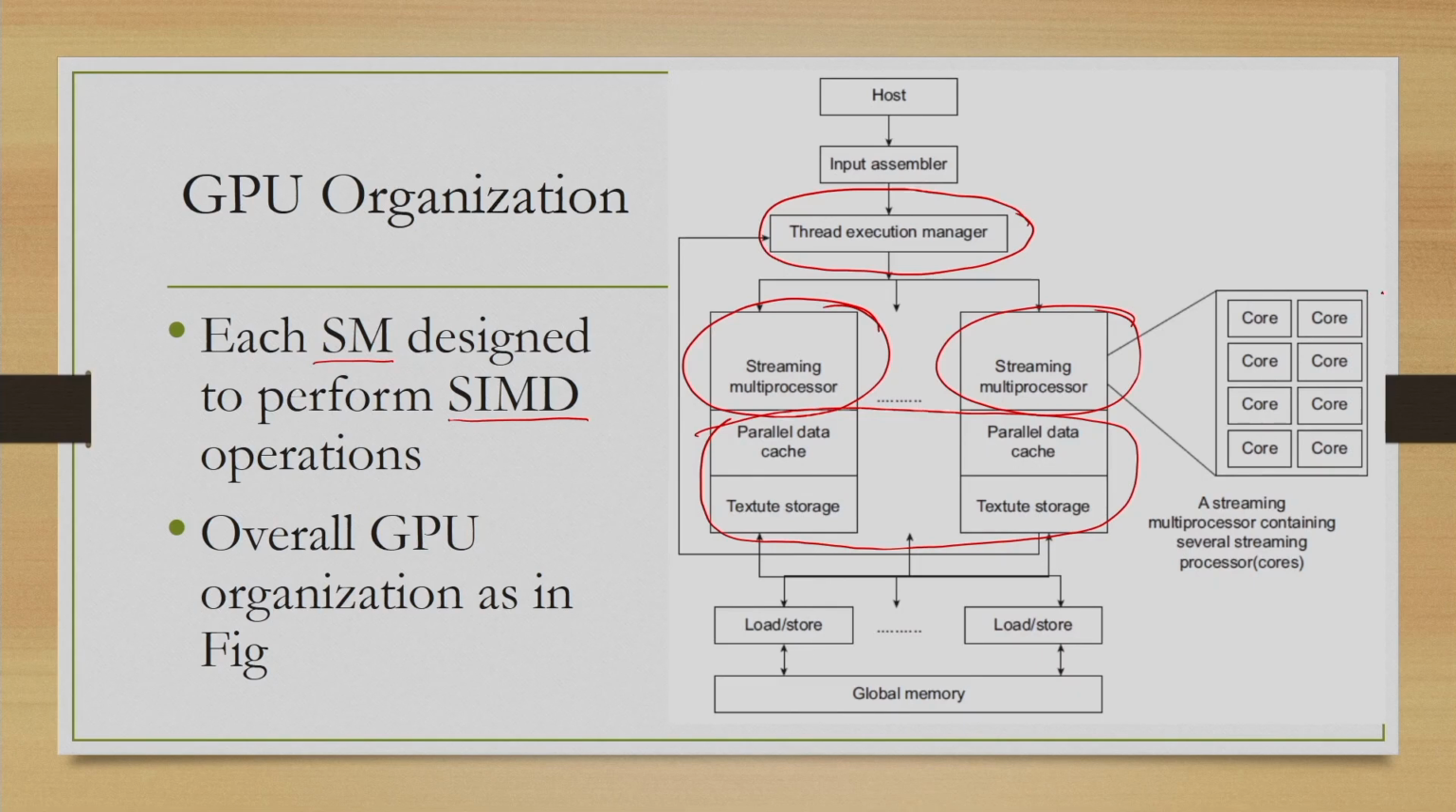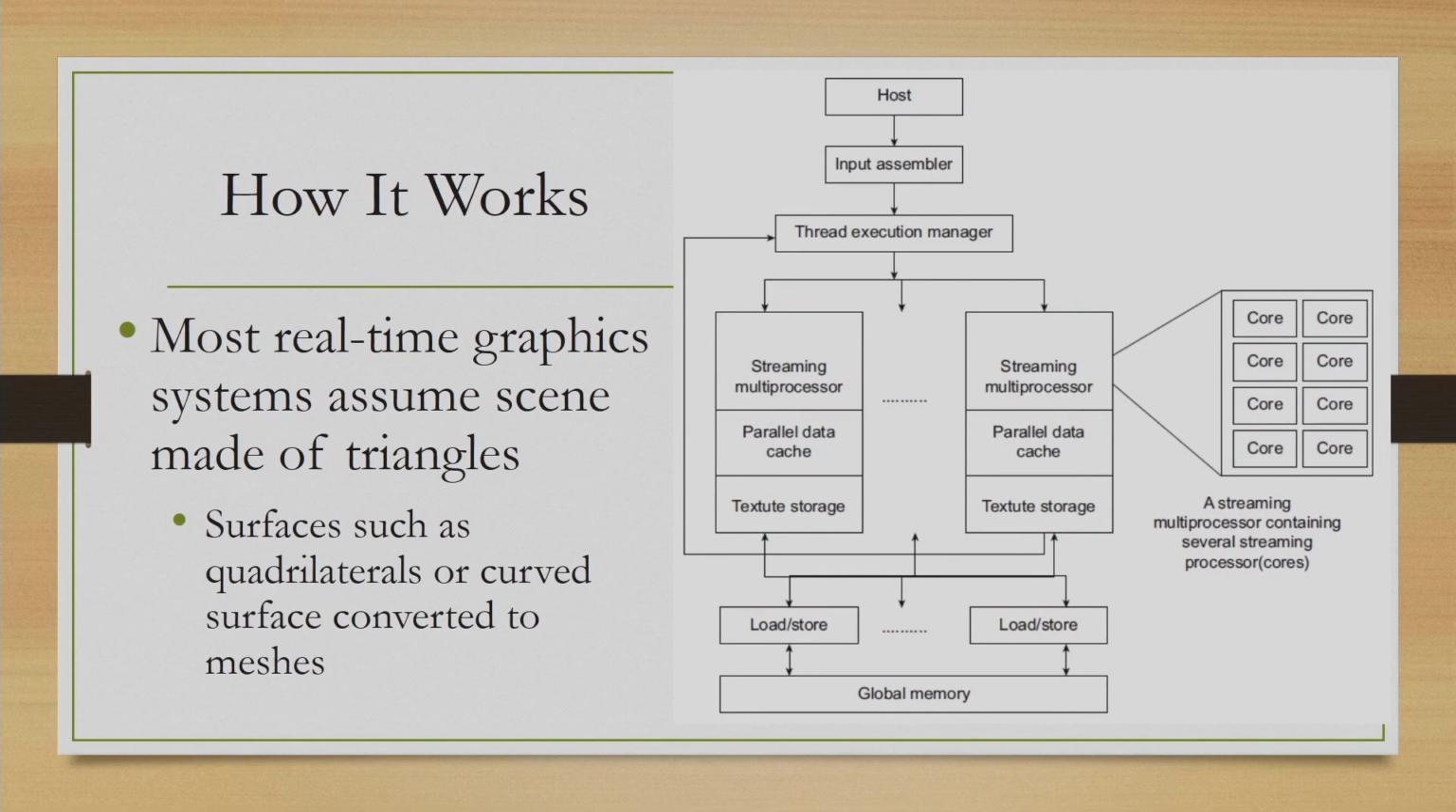Each streaming multiprocessor contains multiple streaming processors or cores as shown here, and each core is capable of performing simple integer or floating point arithmetic operations only. So, that is broadly what are there in GPU: streaming multiprocessors and dedicated memory units plus additional components to manage this parallel processing. Now, let us try to understand how the graphics operations work in the GPUs.